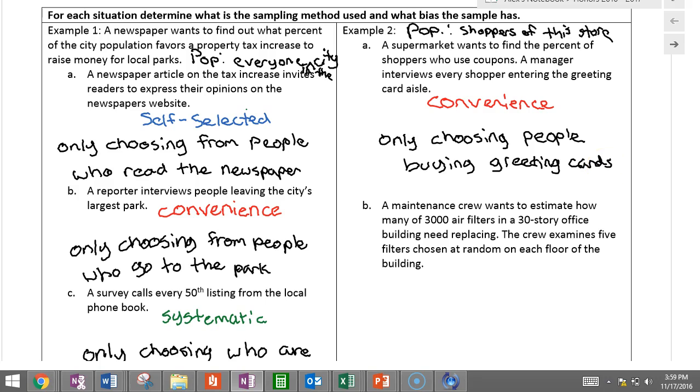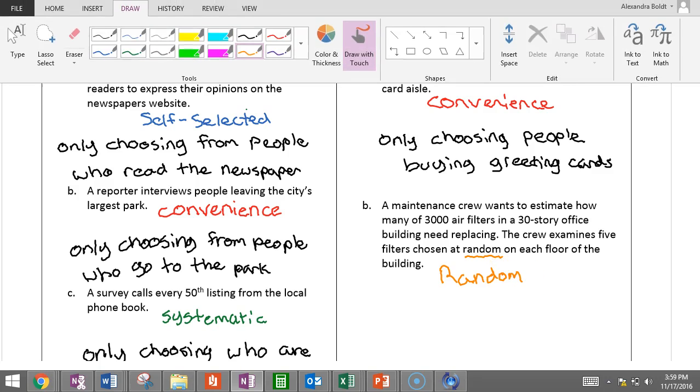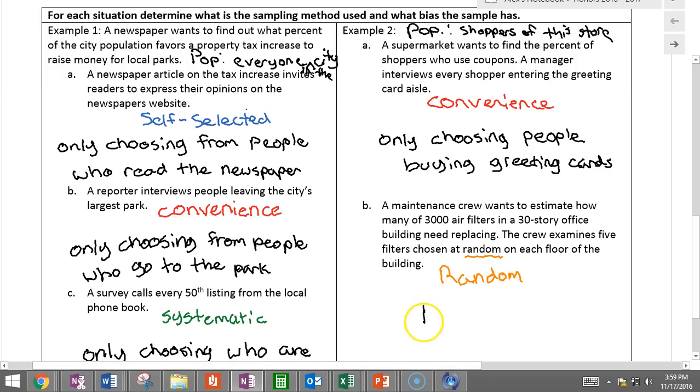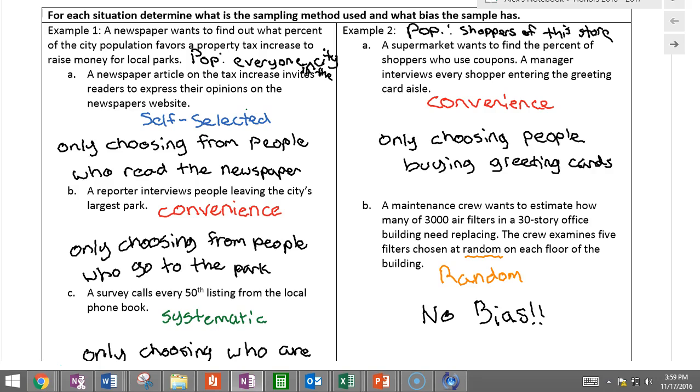And then B, a maintenance crew wants to estimate how many of 3,000 air filters in a 30-story office building need replacing. The crew examines 5 filters chosen at random on each floor of the building. That word random means this is a random sample. And remember, a random sample always has no bias. Any of the air filters can be chosen.